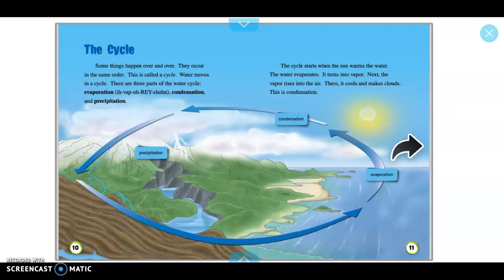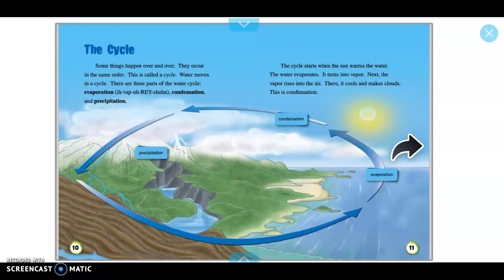The cycle. So right here, I want you to focus on this page. This is the actual water cycle. And we talked about this in class, but we want to really pay attention to page 10. Pay attention to page 10 and 11. The cycle. Some things happen over and over. They occur in the same order. This is called a cycle. Water moves in a cycle.